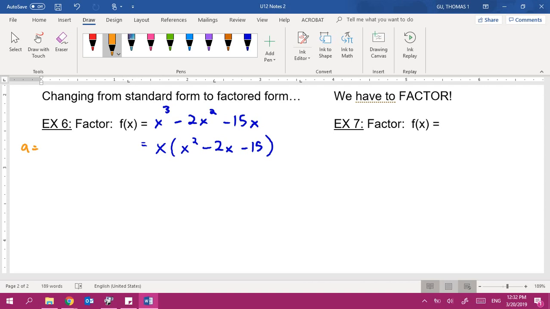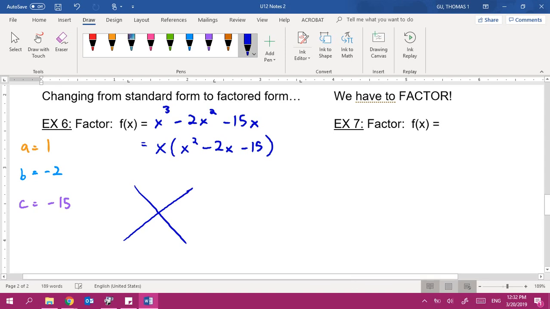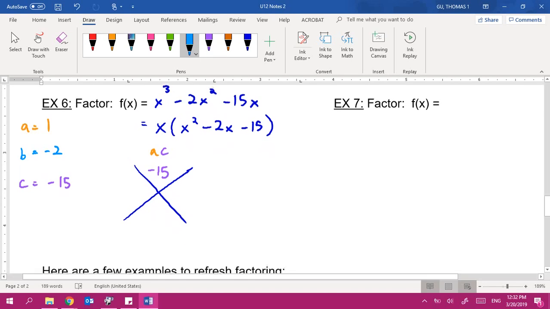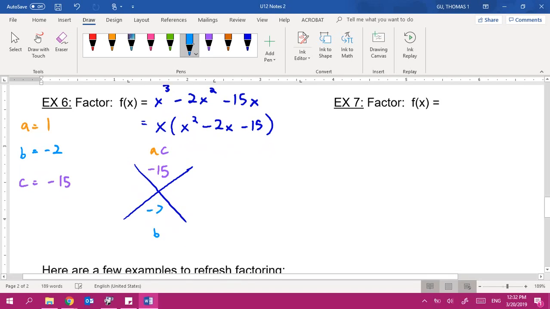Remember, these are numbers. 1. What is B? -2. And what is C? -15. Right. So now we draw the X box. Do you remember what goes in the top? A times C. Very good. Which is? And what goes in the bottom? B, which is -2. Right.